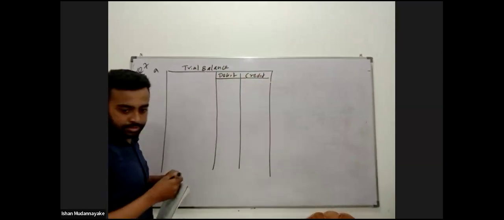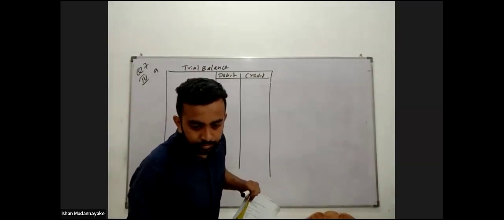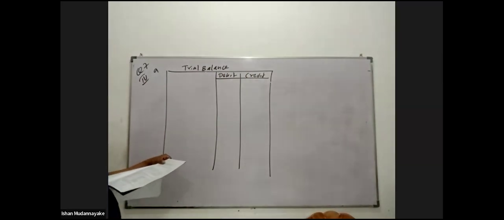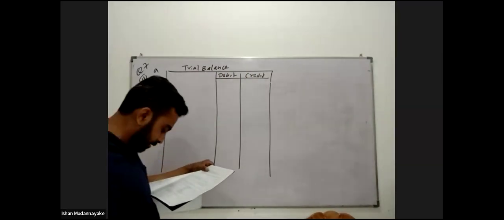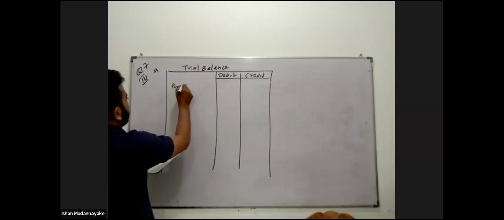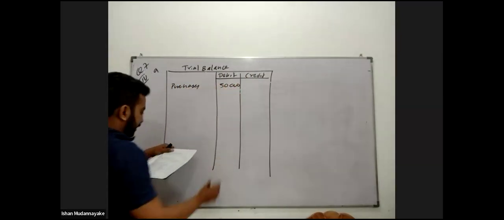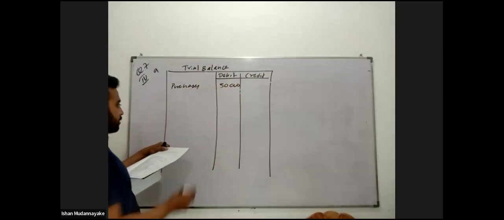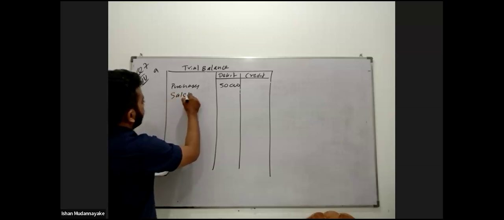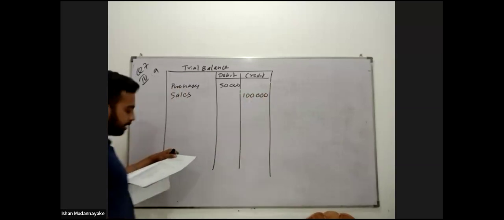The big trial balance. Trial balance, question number 7, 4A. Purchases 50,000, debit side. Sales 100,000, credit side.